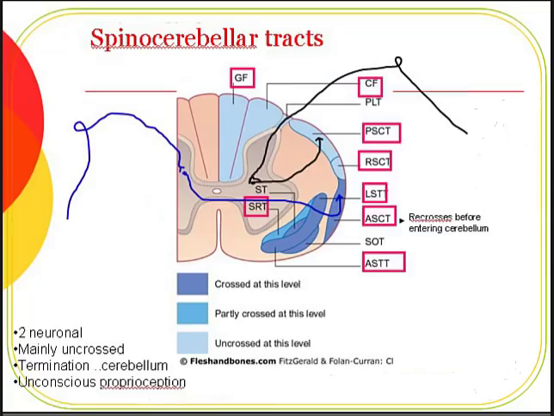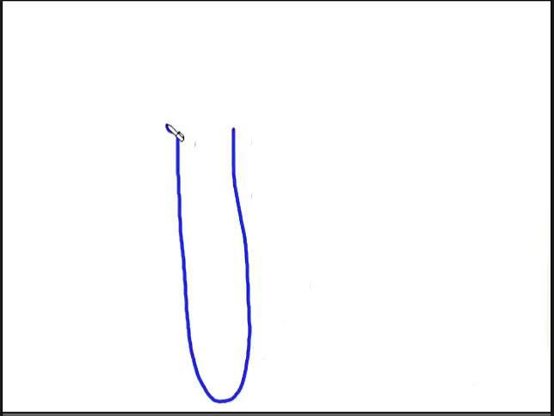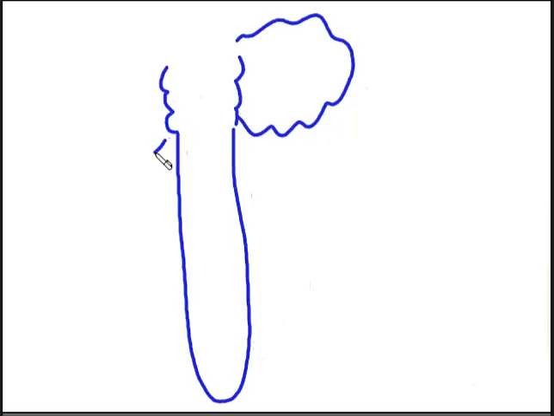Now let's look at the spinocerebellar fibers, and here again I want you to understand the spinocerebellar fibers. So in spinocerebellar fibers, what happens is that if this is the spinal cord, and let's say this is the brain stem, and let's draw the cerebellum up here. So this is the cerebellum.